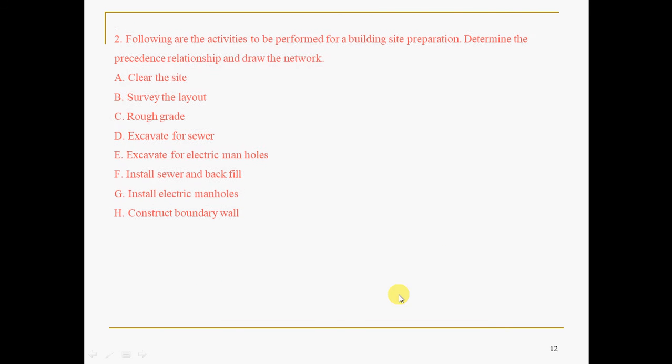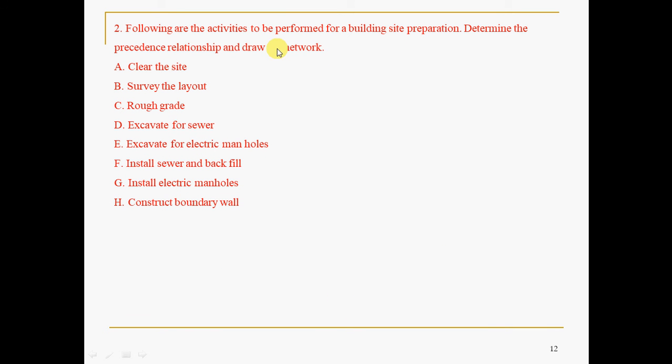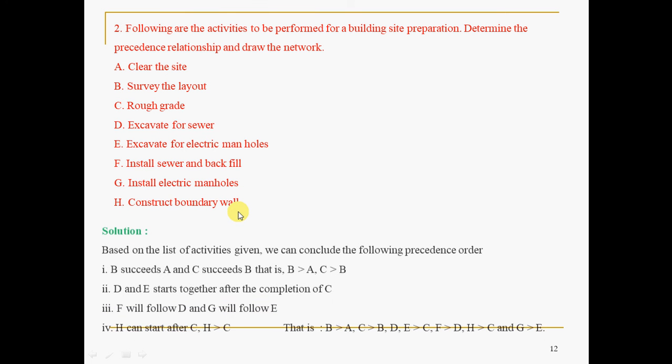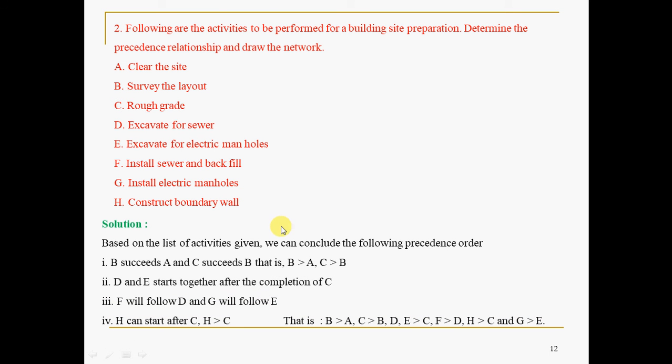Let us take one more simple numerical. Following are the activities to be performed for a building site operation. Determine the precedence relationship and draw the network. Like clear the site, survey the layout, rough grading. So all this is construction related. Install electric manholes, install sewer and backfill, construct boundary wall and all. Fine. It is of course a higher end example.